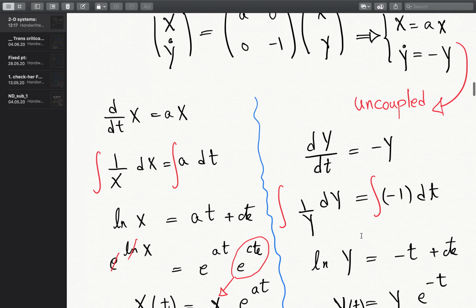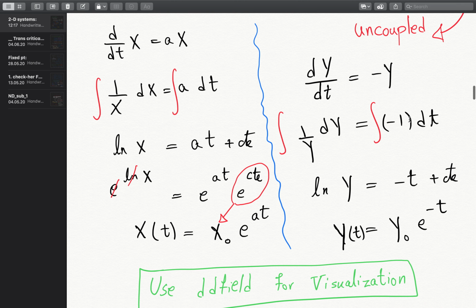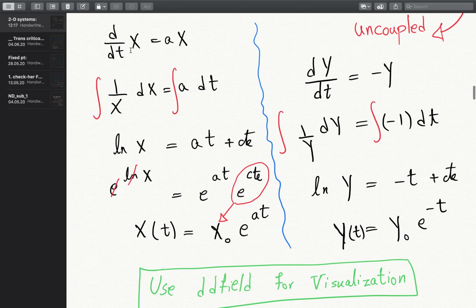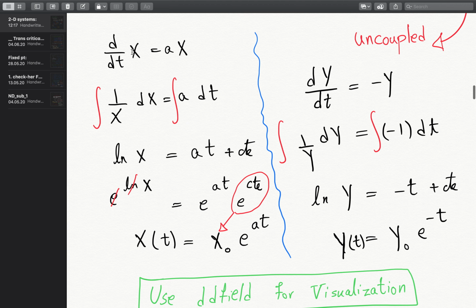So we have these two equations, right? It's very simple. I'm sure that you can follow. So we have x dot equal to ax. What is x dot? It is d over dt of x, dx over dt. And on the other side we have ax. So if I bring this x to this part, then I have 1 over x dx, and if I bring this dt to the other side, I will have a dt, right?